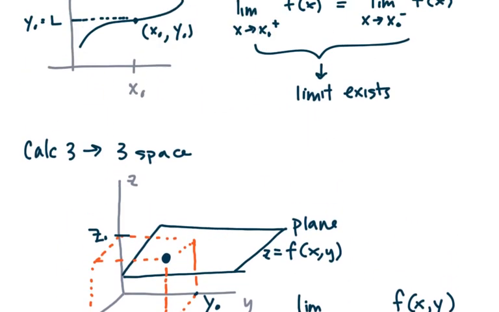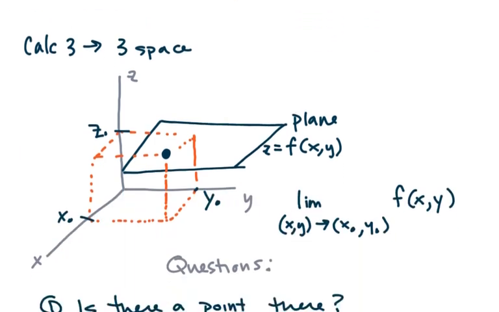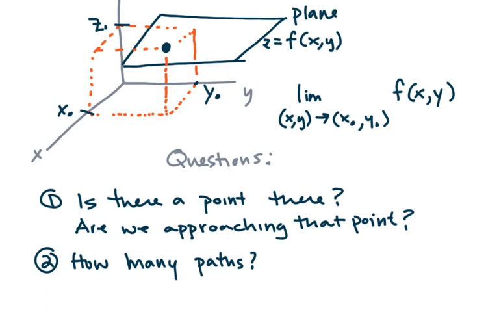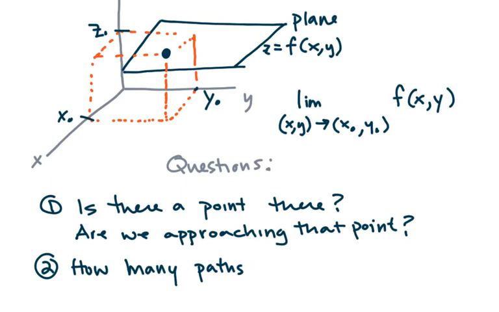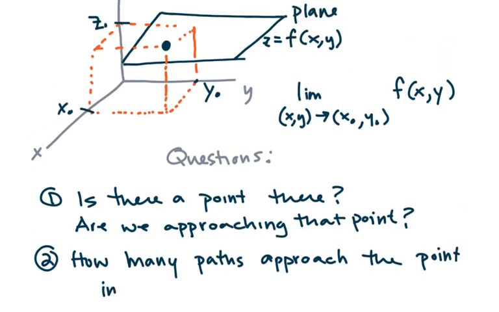So in 2 space, we had to look at how many directions? We had to look at 2 directions, from the left and right on that curve. But in 3 space, how many different ways, how many paths approach this x naught, y naught point? So approach the point. And the point we're looking at is that x naught, y naught in the plane. And in how many directions inside this plane floating up here, z is a function of x, y, how many different ways could we approach that point?